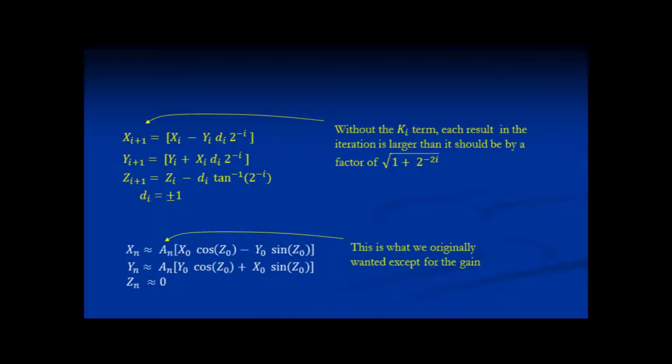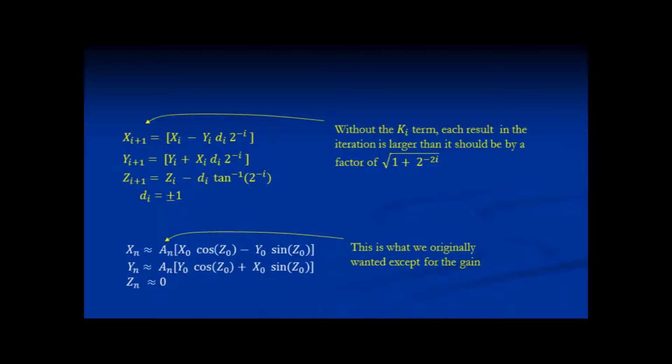X sub i plus 1 is equal to x sub i minus y sub i times d sub i times 2 to the minus i, and y sub i plus 1 is equal to y sub i minus x sub i times d sub i times 2 to the minus i, and z sub i plus 1 equals z sub i minus d sub i times arctangent of 2 to the minus i. These can be calculated using addition, subtraction, and shifts. For the arctangent, a relatively small lookup table can be used.